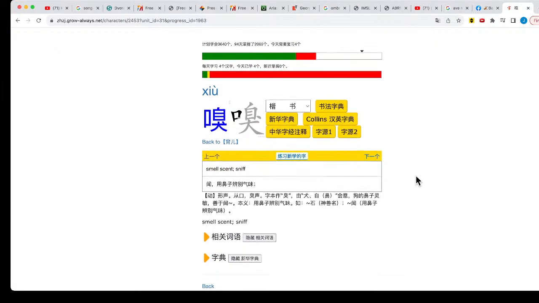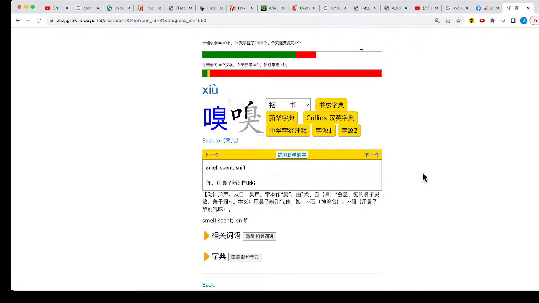嗅 means smell, scent, sniff, okay? Sniff. Smell, scent, sniff. So 用鼻子, use your nose to sniff out and to try to tell what the smell is.